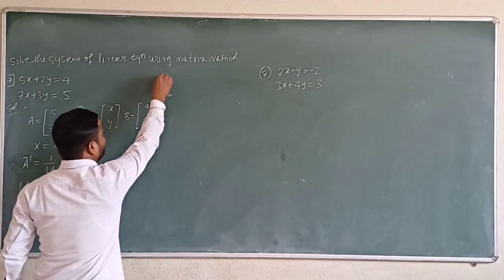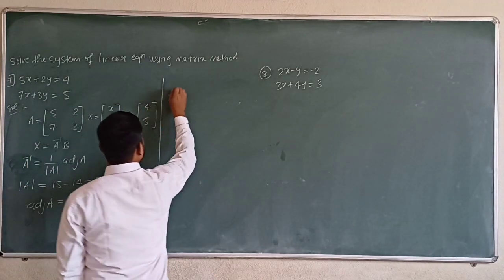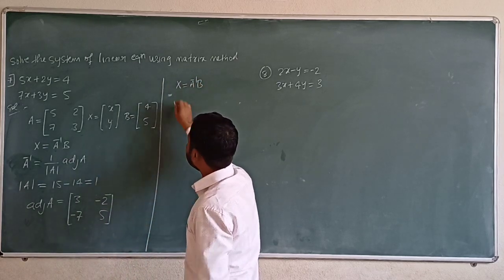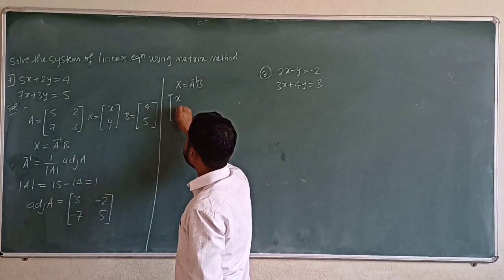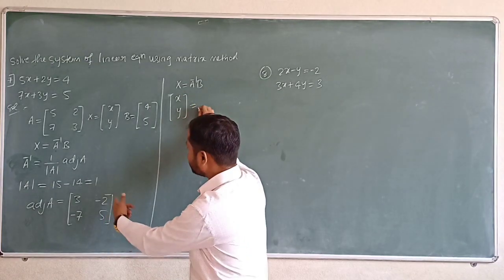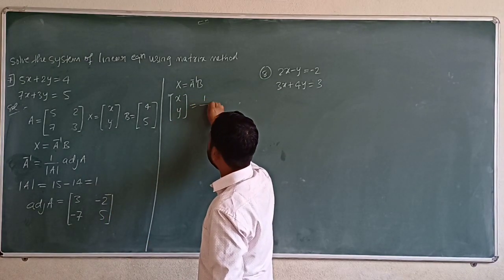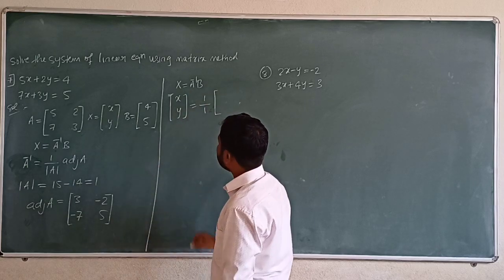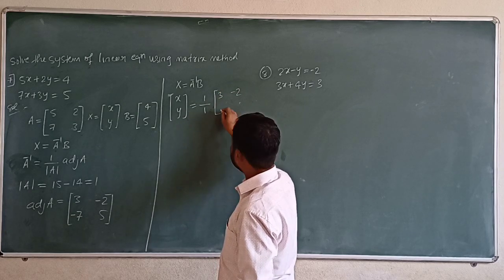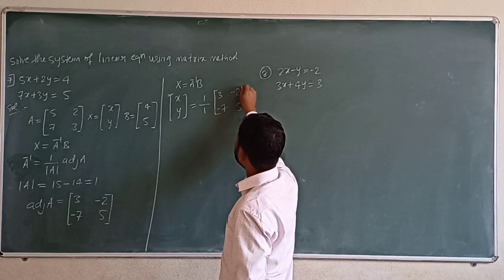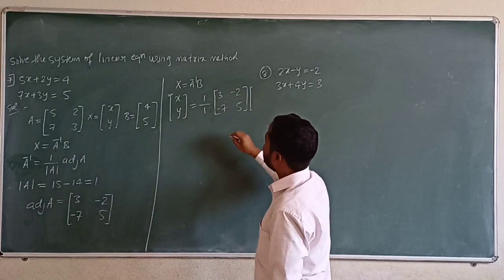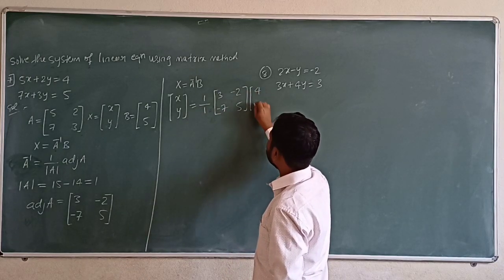Right. Go for the matrix method formula, that is X is equal to A inverse into B. X, that is variables x and y, is equal to A inverse, which is 1 divided by 1 into adjoint of A. Adjoint of A meaning 3 minus 2, minus 7 5. Now it is the A inverse answer here. Into B, meaning it is 4 and 5.